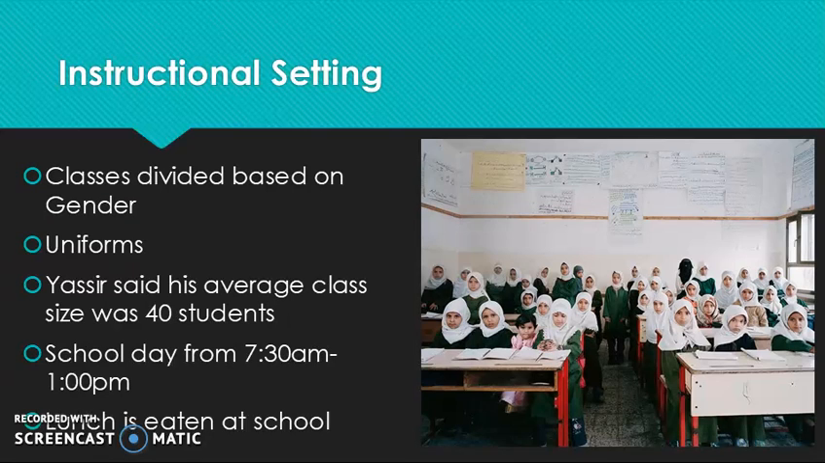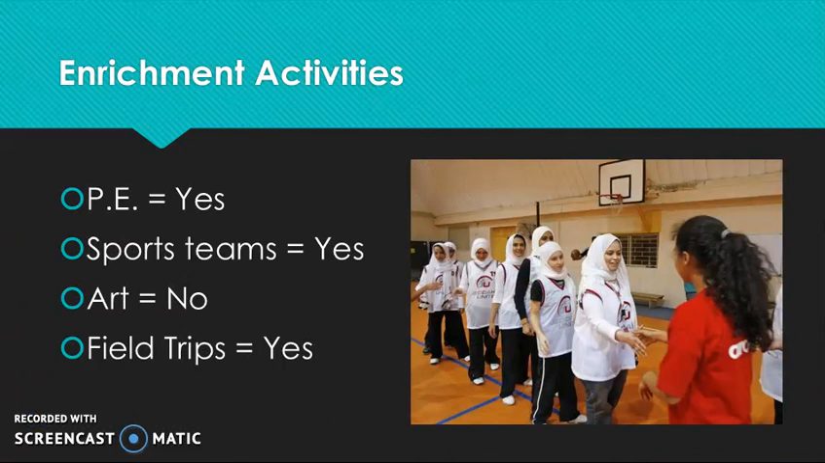Yasser said the average class that he had was 40 students, which is considerably higher than classes here in the States, which range between like 20 and 30 students. The school day goes from about 7:30 to 1 p.m., which is about an hour and a half shorter than my schooling was, although school times differ throughout the US. I'm sure they do in Saudi Arabia as well. And like here, lunch is eaten during school.